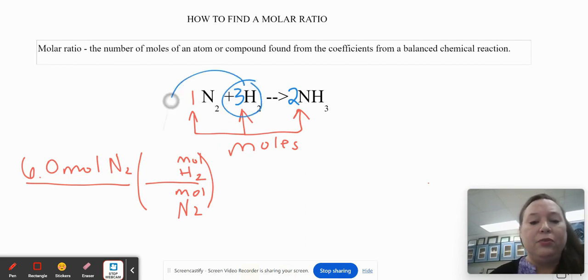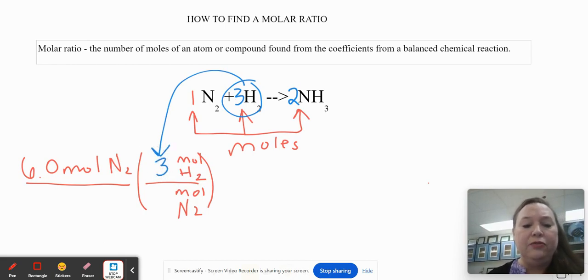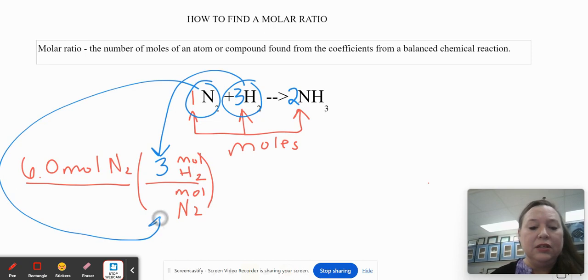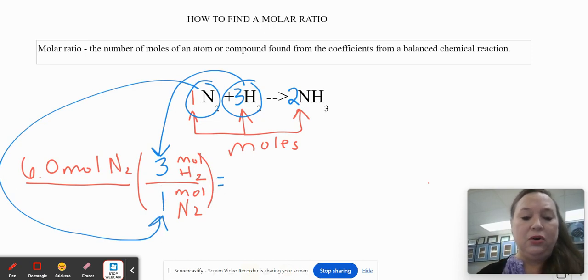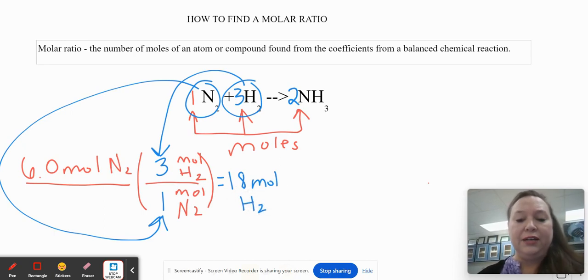So I have 3 for the hydrogen, so I'm going to put a 3 in front of my fraction. And then for nitrogen gas, I just have a 1, so that's going to go down at the bottom with the nitrogen moles. So what this shows me to do is multiply these two fractions, and it says that in order for this to be a complete reaction, I would need to have 18 moles of hydrogen gas.